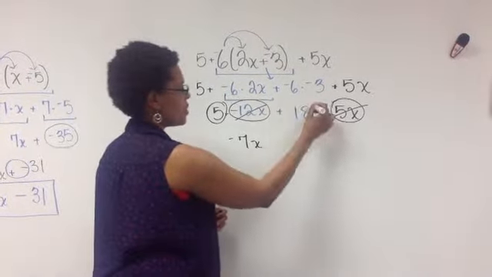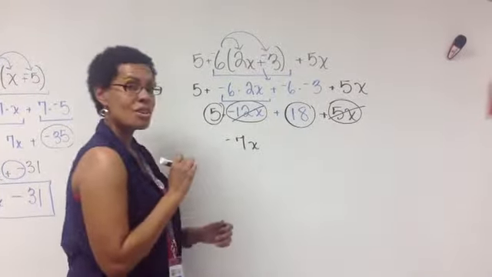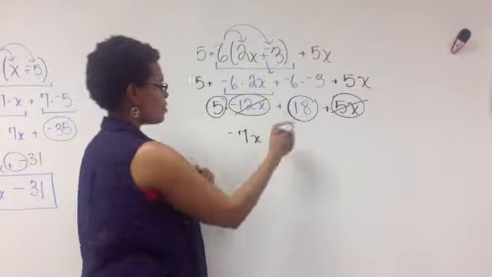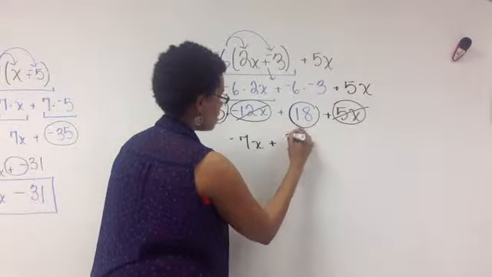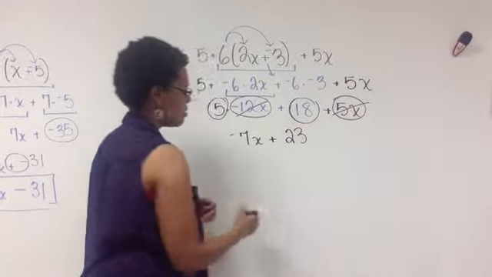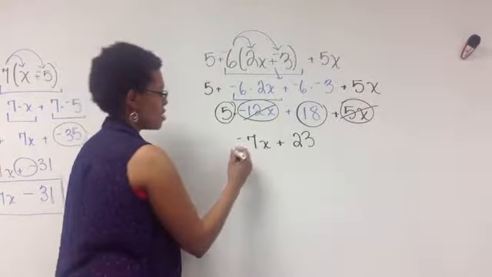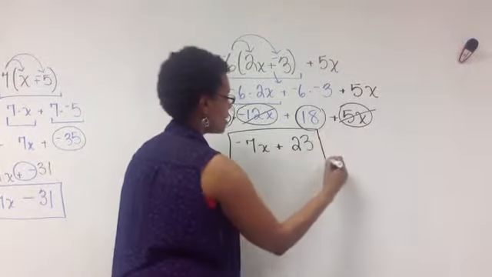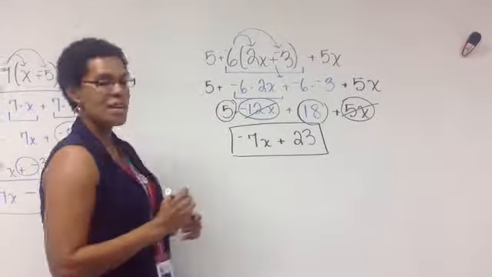Now we'll take our numeric terms, our constants, add them together. They're both positive, so they're going to give us a number that's even more positive. And this expression in its simplest equivalent form is negative 7x plus 23.